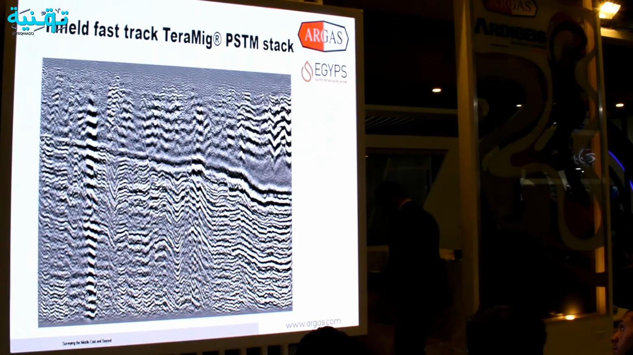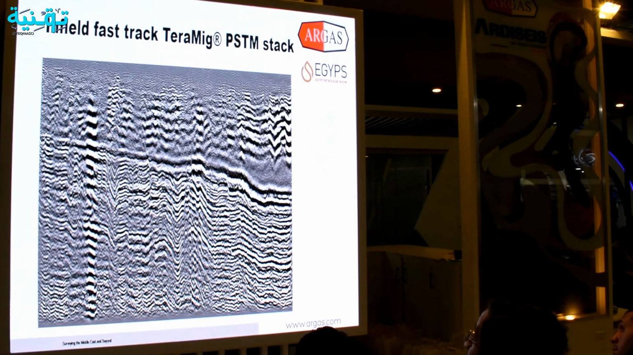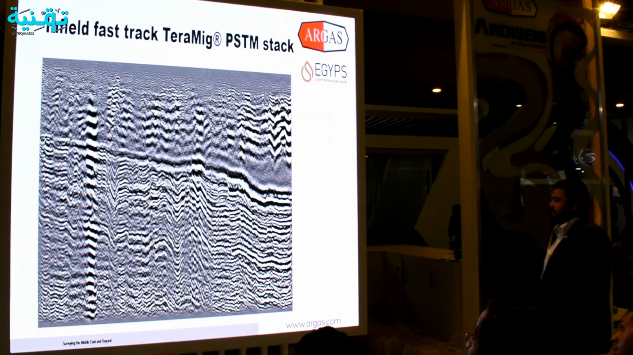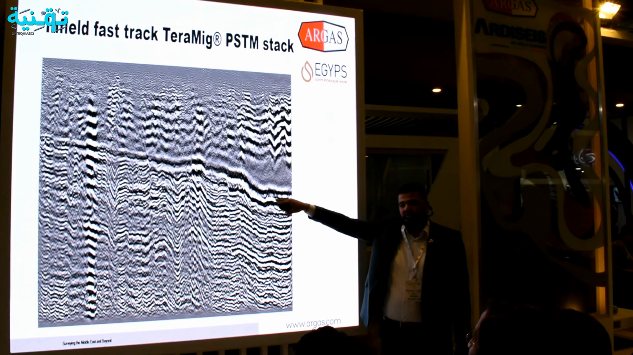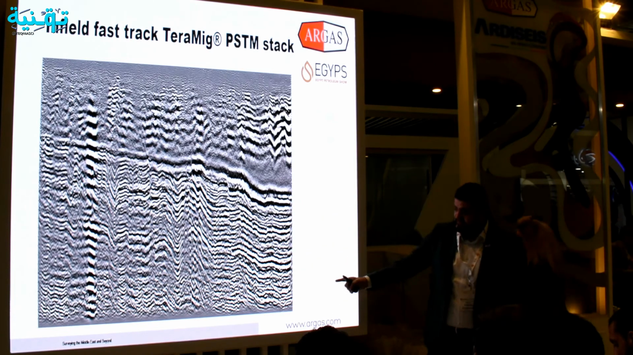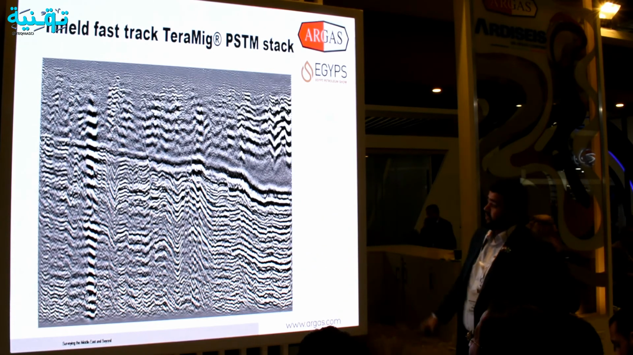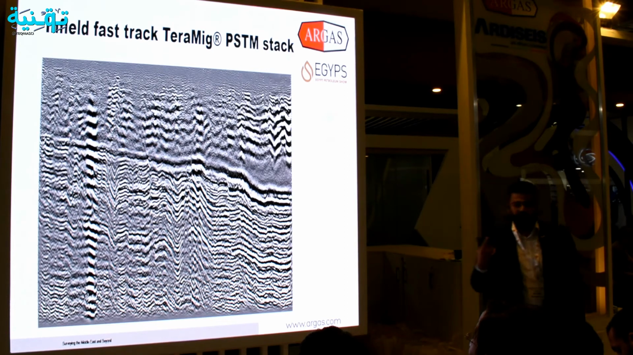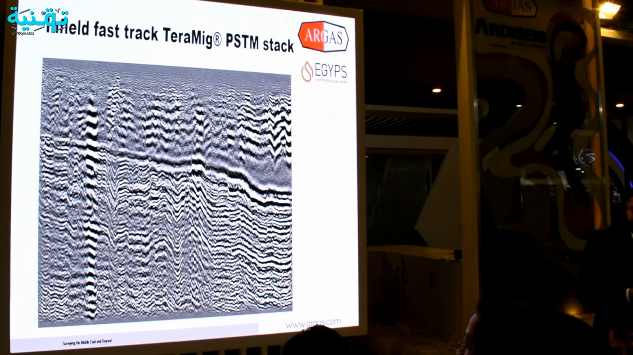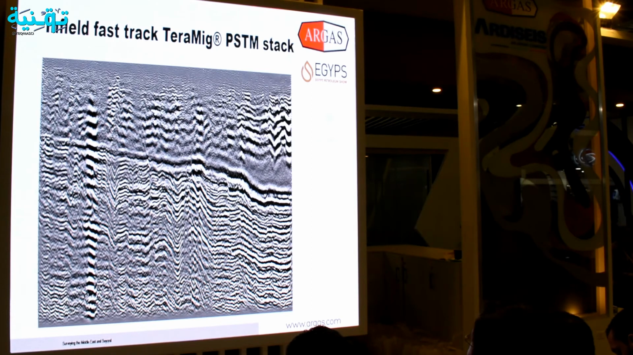This is an example of the in-field fast-track Tera Mega pre-stack time migration. The input of this is the blended data, the raw data from the field. This is done by using only one velocity function in the field.